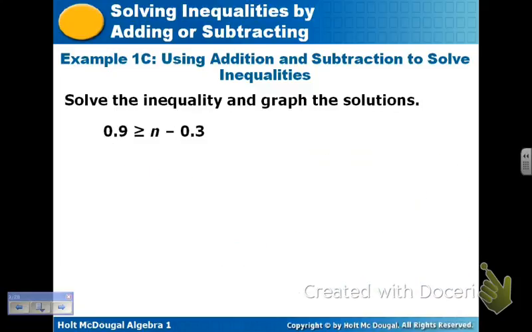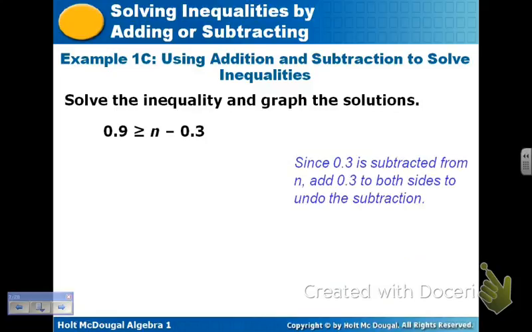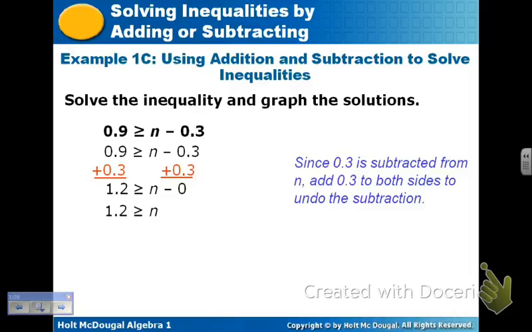Okay, and here's a third example. Solve the inequality and graph the solutions. All right, since 0.3 is subtracted from n, add 0.3 to both sides to undo the subtraction. This is the inverse operation. Okay, so we get 1.2 is greater than or equal to n. You can also say that as n is less than or equal to 1.2.